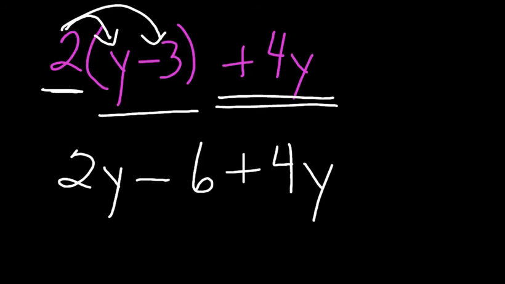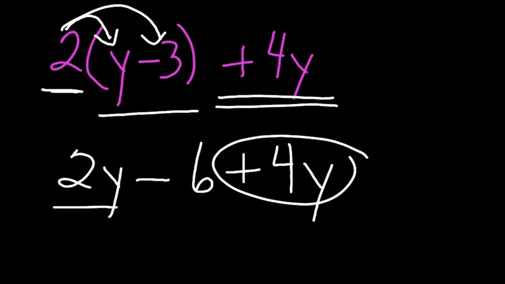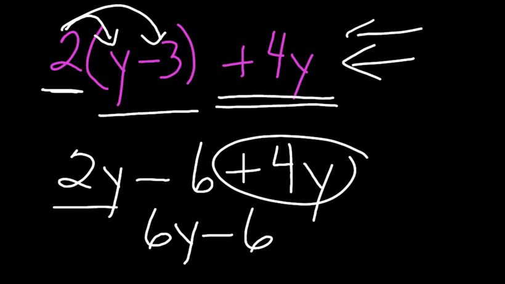Now, after you get done with that, you say, wait a minute, 2y and 4y could go together. They're like terms. So 2y plus 4y, that's 6y. 6y, and you write your minus 6 down because there's no like term. So we took this, which is fairly complex, and we made it pretty simple because we're simplifying. Let's try another one.